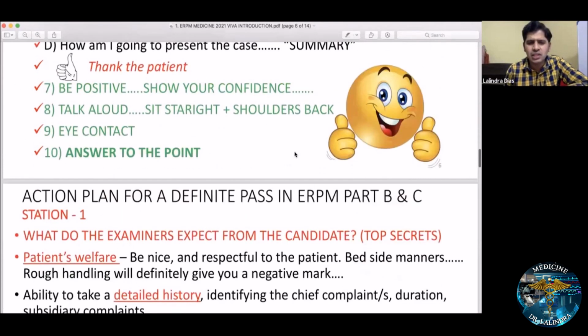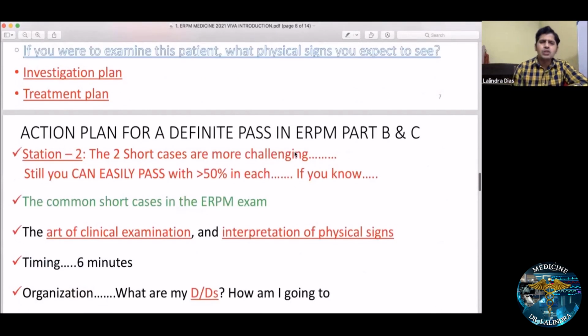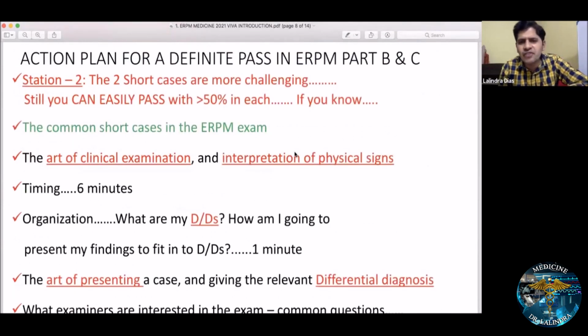Station 1, there is the long case. Right. So the action plan for a definite pass in Part B and C. Station 2. Short cases are more challenging, but you can easily get more than 50 marks for each case if you know these simple stuff that I'm going to tell you, the top secrets. The art of clinical examination and interpretation of physical signs, that's the most important thing.